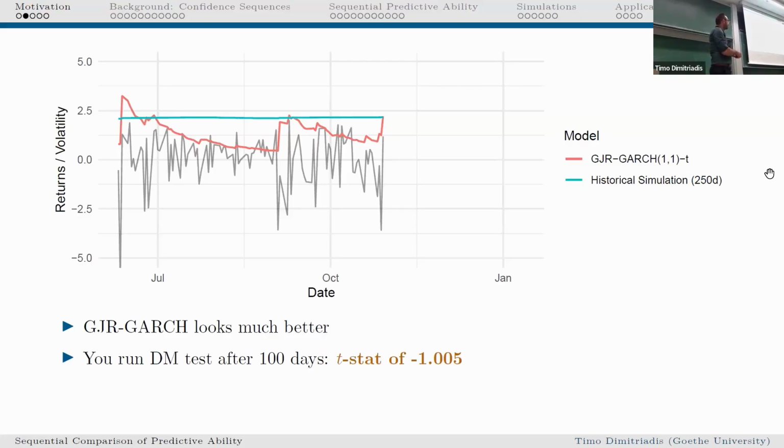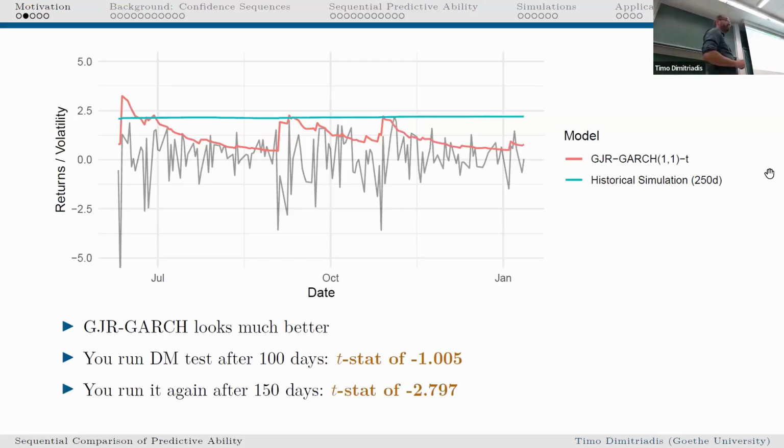Now, after 100 days, we're quite fast, we run a Diebold-Mariano test and get a t-statistic of -1. So we cannot reject. That's too bad. Then let's wait another 50 days and do the same thing again. We have a t-statistic of -2.7. Now we reject. Are we allowed to do that?